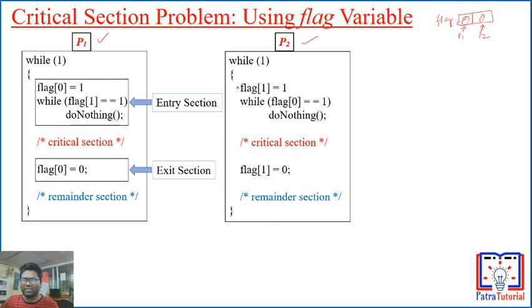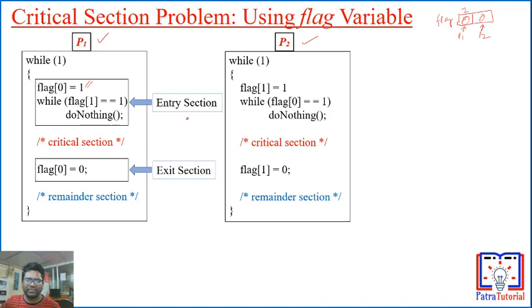So while entering the critical section, p1 will update the value of flag of 0, the first element, to 1. Then it will check flag of 1. Flag of 1 is for p2, and flag of 0 is for p1. This line indicates that p1 is saying, I am interested to go to the critical section. It is declaring that by making the value of flag of 0 equal to 1.